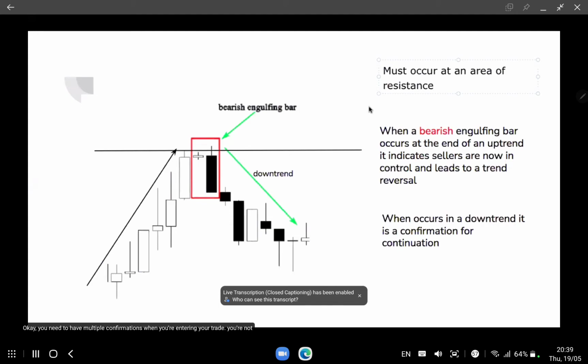You're not going to be entering just because you saw a bearish engulfing, or just because you had a resistance zone, or just because currency heat wave told you it was strong, right, or weak. You're not going to do that, right? You're going to use multiple things to confirm why you're entering. If you can't tell me why you're entering a trade, you do not need to be entering a trade. You have to have something to back you up to enter your trade. So bearish engulfing must occur at an area of resistance.